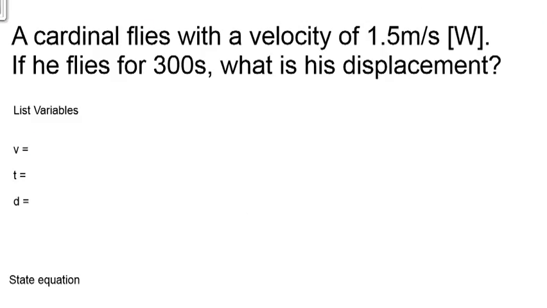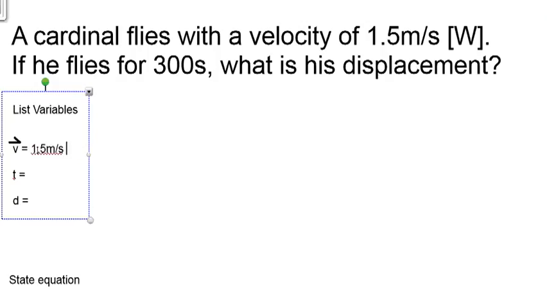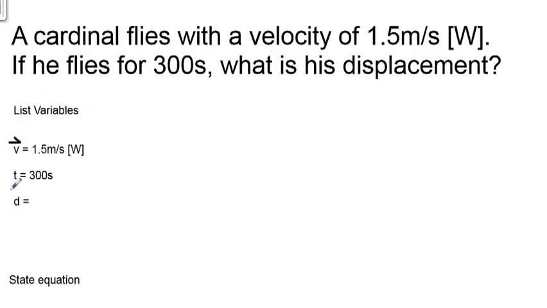In this case, we've been given velocity because we have a direction. So velocity is equal to 1.5 meters per second west. The time that we are traveling, which we've also been given, is 300 seconds. And displacement is what we're looking for.